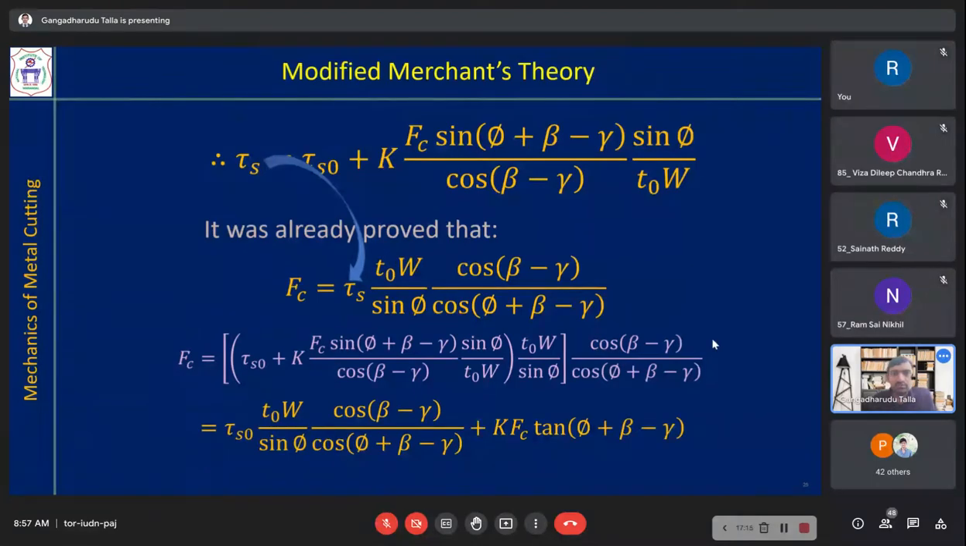So we'll get it in this expression. Remaining things will also get cancelled out. This is the equation. Fc will become this.